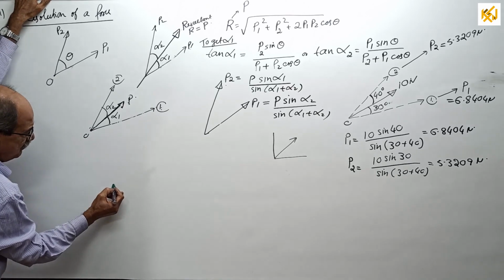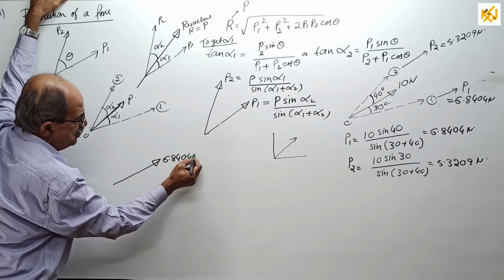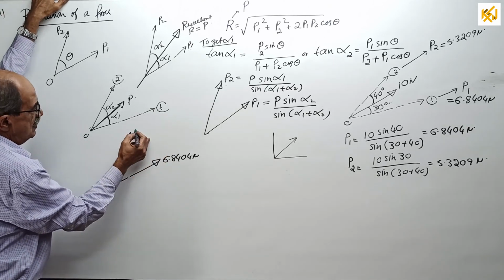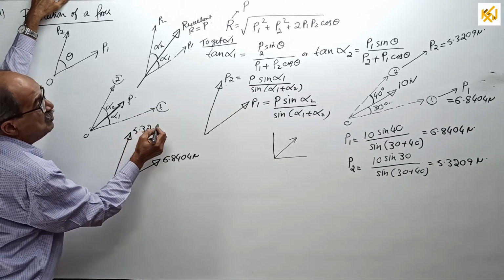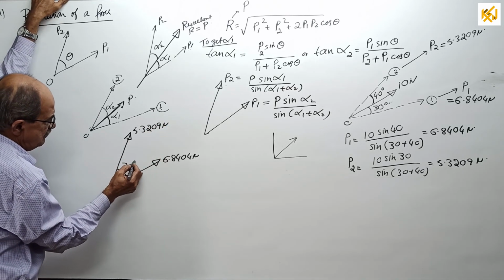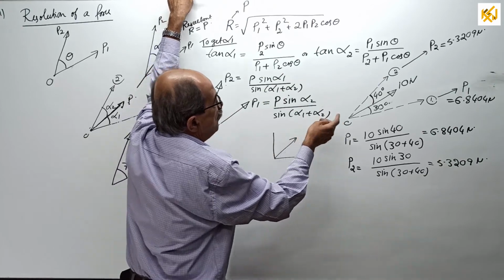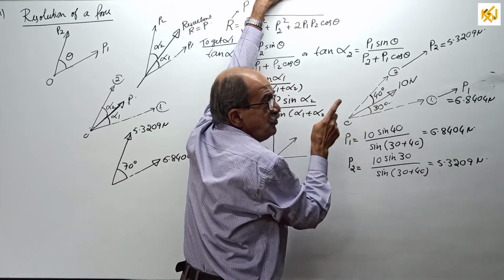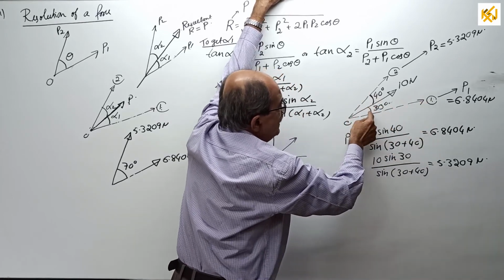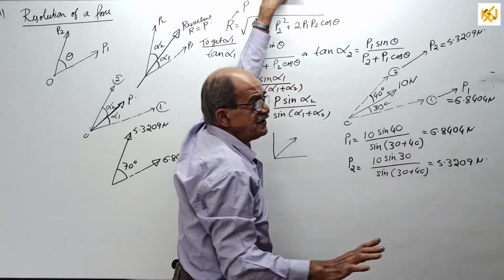Now see, what I will do now is, I will consider the force of 6.8404 Newton here, and I will take the other force of 5.3209 Newton. I'll take the angle between them as 70 degrees. See, once again same here. So the earlier conclusion is, for a force of 10 Newton, if you want components in two directions, one direction is O1 making 30 degrees, the other direction is O2 making 40 degrees on either side. These components are the result.